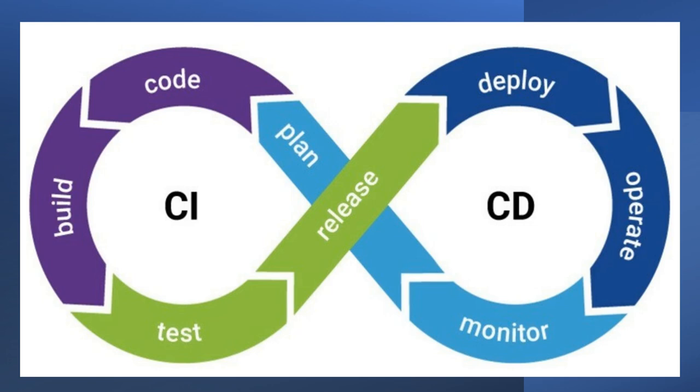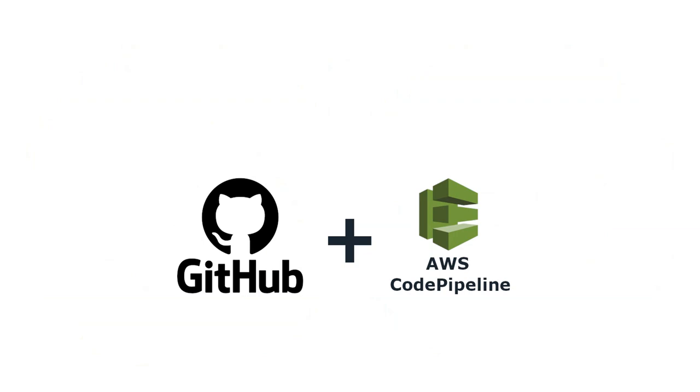And also you can easily integrate with third-party services such as GitHub, or you can integrate with Jenkins and so on. There are no upfront fees or long-term commitments here. And with AWS Code Pipeline, you pay only for the resources you use.